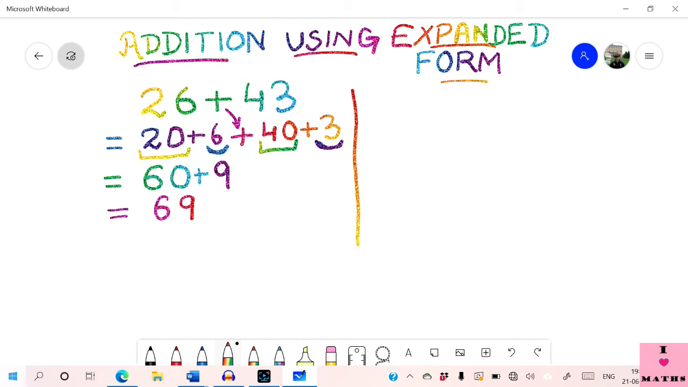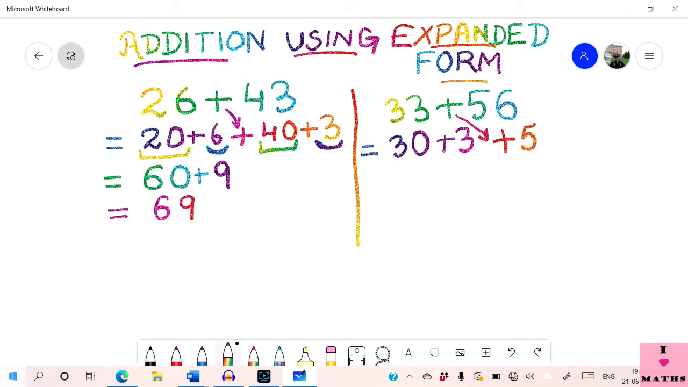Okay, let us try one more example. If we have to add 33 plus 56. Now 33 is equal to 30 plus 3. This plus will come here. 56 is equal to 50 plus 6.